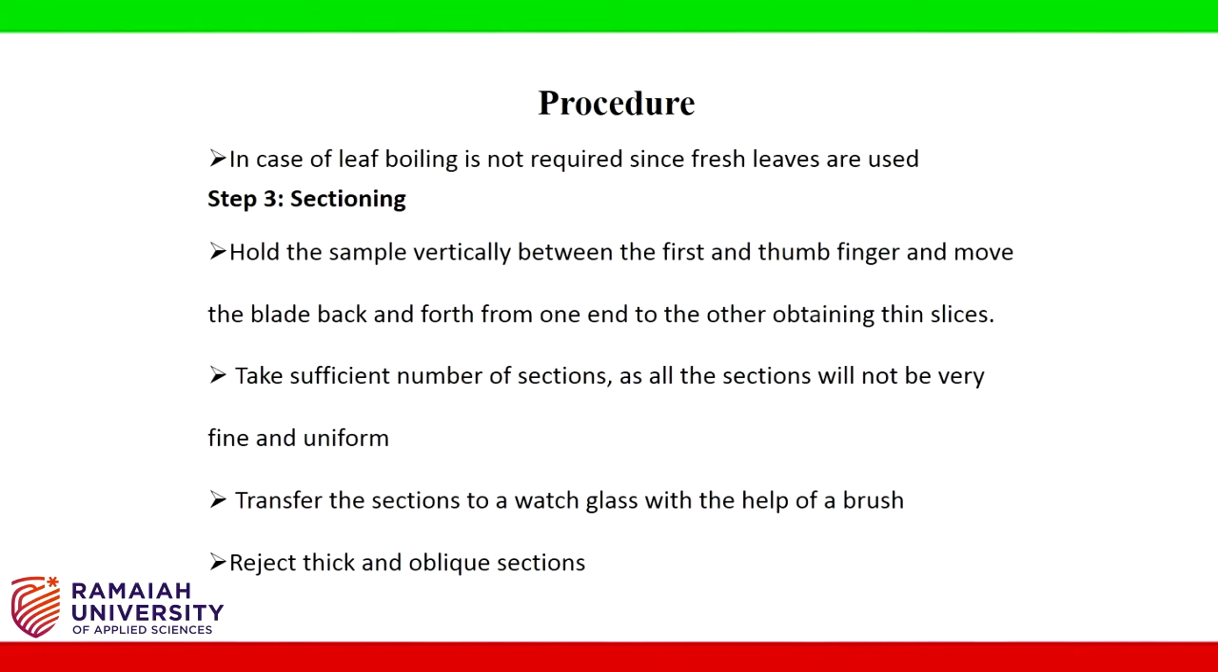Step 3. Sectioning. Hold the sample vertically between the first and thumb finger and move the blade back and forth from one end to the other end, obtaining thin slices. Take a sufficient number of sections, as all the sections will not be very fine and uniform. Transfer the section to a watch glass with the help of a brush. Reject thick and oblique sections.